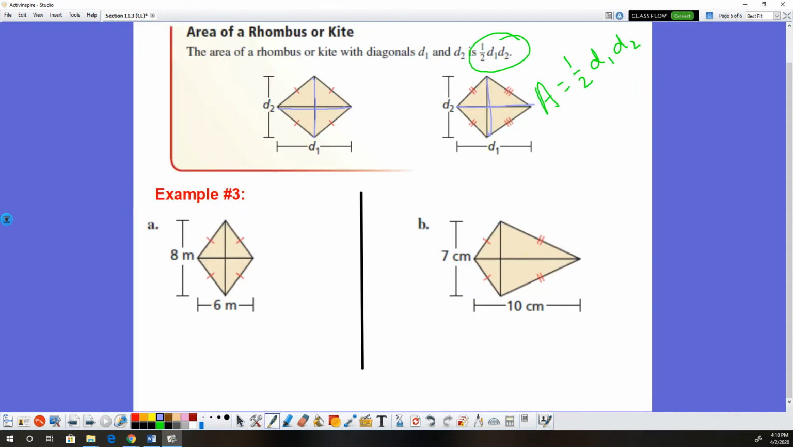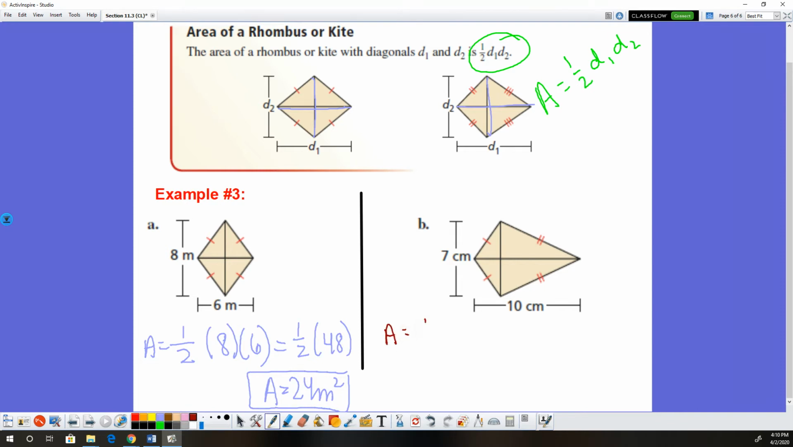All right, so on A, 1/2 diagonal 1 times diagonal 2, this is just 1/2 times 8 times 6. You could do 6 times 8, it doesn't really matter. Which is 1/2 times 6 times 8 is 48. That'd just be 24 meters squared. We're in area, so we square the units. And then same thing over here with this kite, guys. The area is just 1/2 times the 2 diagonals, so 7 times 10, which is 1/2 times 7 times 10 is 70. So it would be 35, and that'd be centimeters squared.